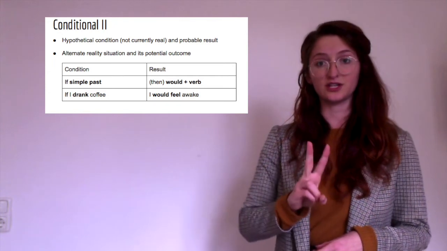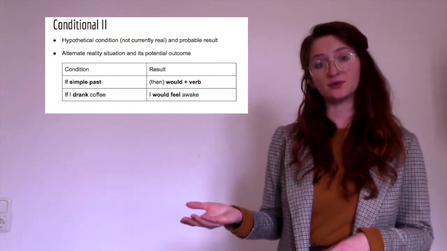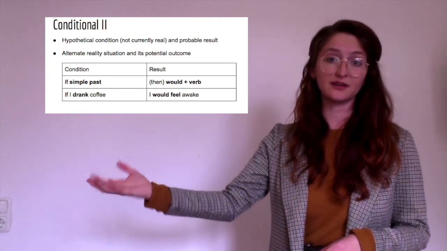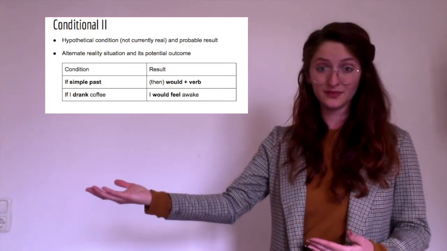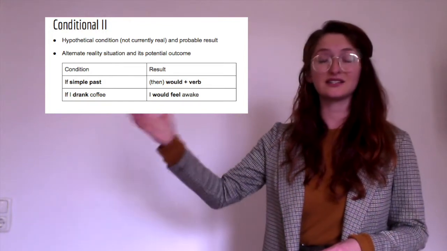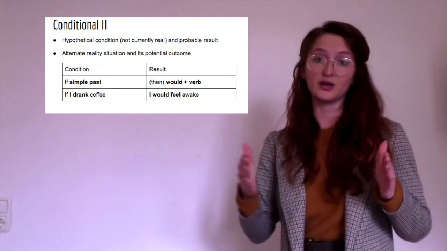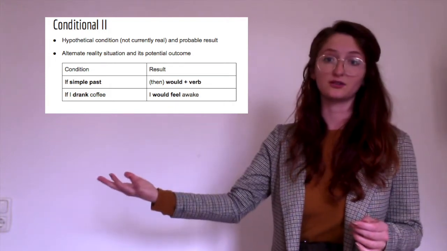These are situations that have a hypothetical condition and a probable result. The hypothetical condition could be something that's possible. It could be something that is not happening. It could be something that is not possible at all, talking about an alternative to a current reality. So you can think of it maybe as an alternate universe.